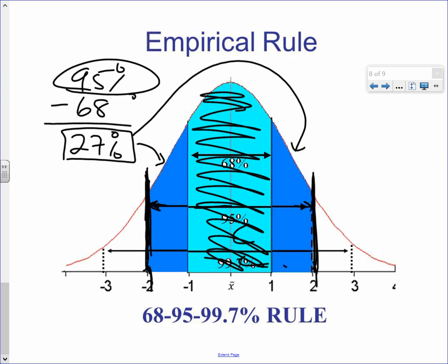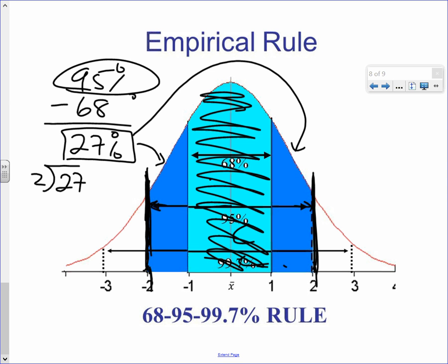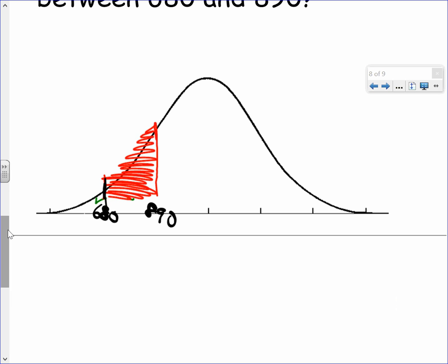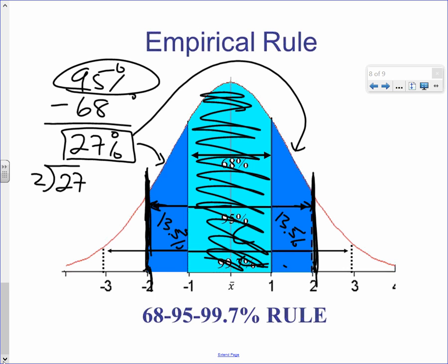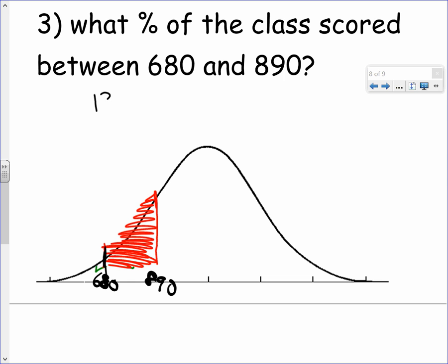So if I take 27 and chop it in half, 27 divided by 2, it's going to be 13.5. So right here is 13.5%, and this is going to be 13.5%. The blue only. And that's exactly what we're interested in. So the students who scored between 680 and 890, 13.5% of the students.